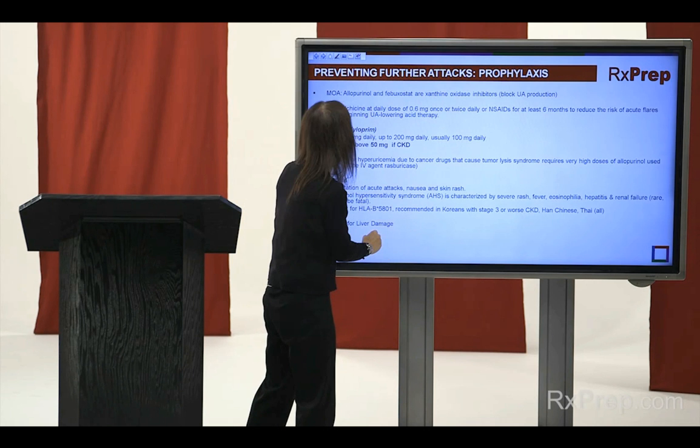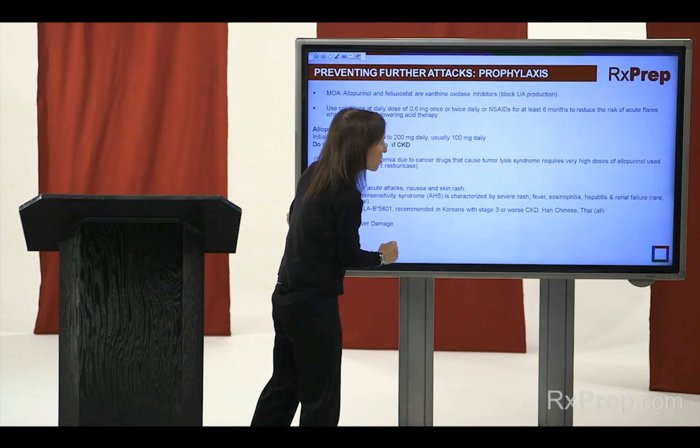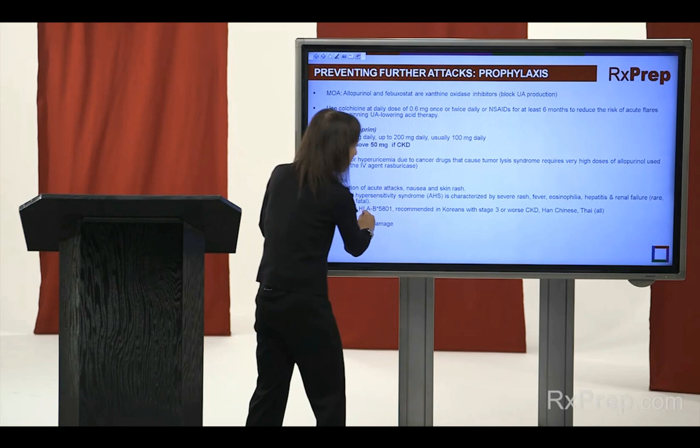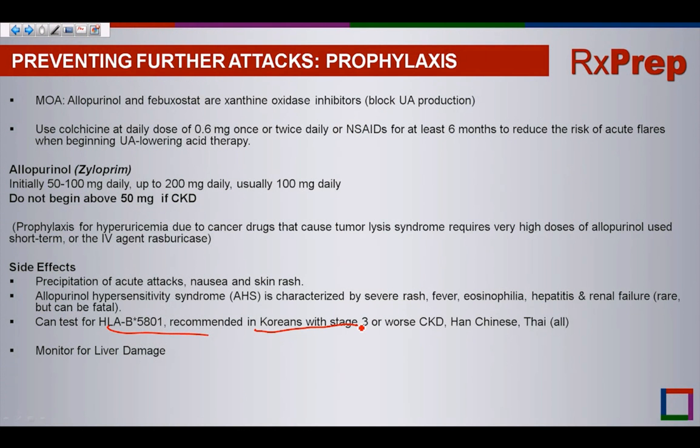That would indicate whether the patient was at high risk here. And it's recommended in Koreans with stage 3 or worse CKD, all Han Chinese and all Thai people, because if they're positive for this, they're going to be much higher risk for the hypersensitivity syndrome, and that could be fatal. This is not a mild rash, of course, and so you wouldn't want to use it if they were positive for this specific allele.